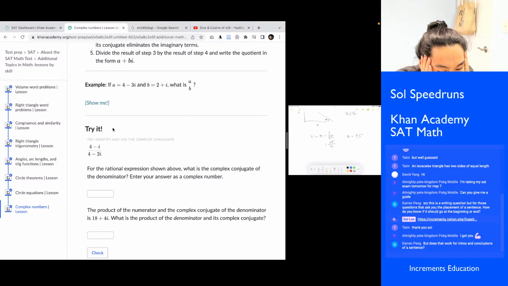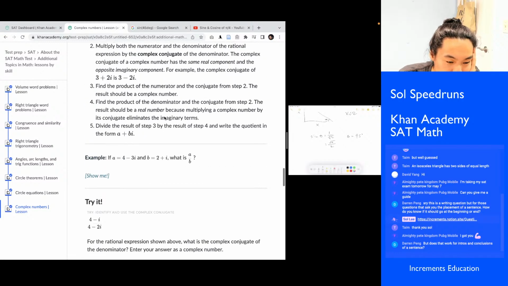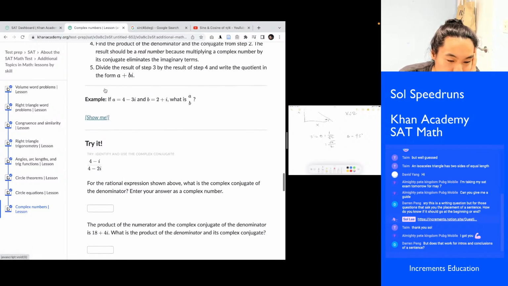I don't want to. So for me, my brain says 4 over 4 minus 2i minus i over 4 minus 2i. Okay, no. I need to learn the process. No, I'm not done yet. I have to learn the process. How do you do this?